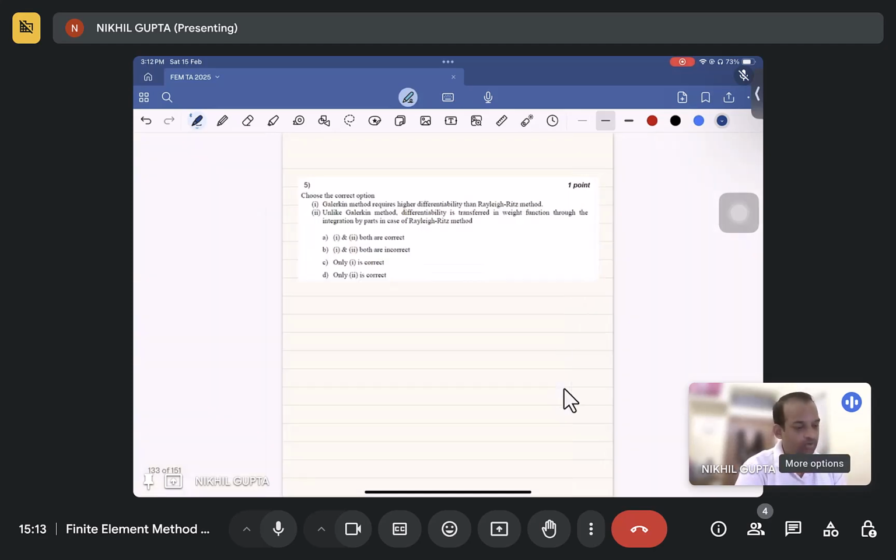Now question number five says choose the correct option. The first is Galerkin method requires higher differentiability than Rayleigh method. Another statement says, unlike Galerkin method, differentiability is transferred to the weight function through integration by parts in case of Rayleigh. So to answer this, let's assume a basic differential equation which you all know as this. So here what we see, u is second order differentiable.